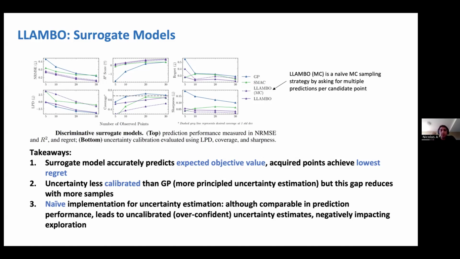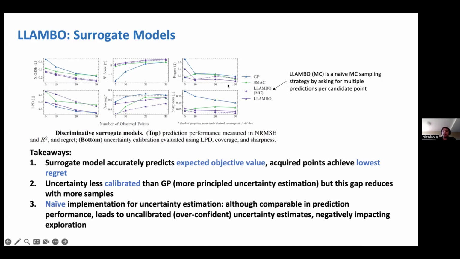So we compare with GP, SMAC, and LLAMBO MC, which is the LLAMBO where we have sampled many times from the LLM, but we don't permute the contextual information. Contextual information meaning the historical information of the point. What we can observe is that the surrogate model in general predicts the expected objective value very well, which can be seen in the first plot, root mean square error, achieving a lower score, and this also translated into a lower regret, which is in the third plot on the top.